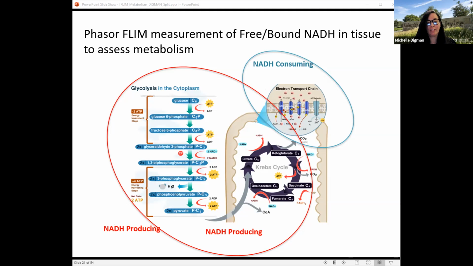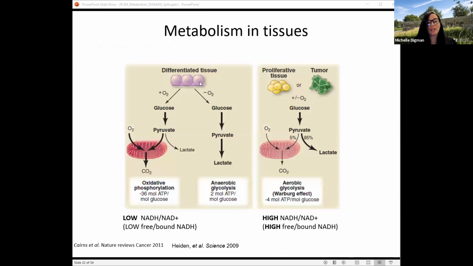In the oxidative phosphorylation pathway, we also have NADH producing, but also it gets very much bound to specific enzymes during the Krebs cycle and electron transport chain, specifically here in the electron transport chain. So this is called the NADH consuming mechanism for cellular respiration. So again, just to summarize, we have cells that can break down glucose in the presence of oxygen. This is normal oxidative phosphorylation. It makes 36 moles of ATP. And in this case, we have a low free NADH ratio to more bound NADH ratio.